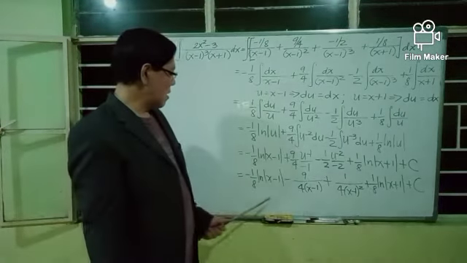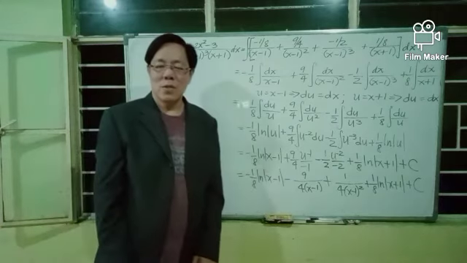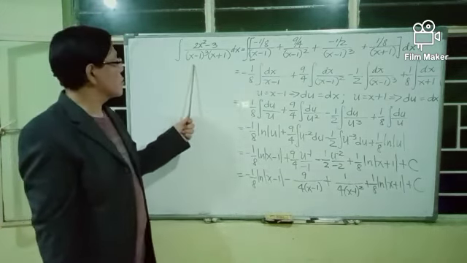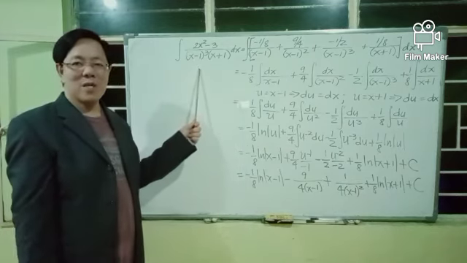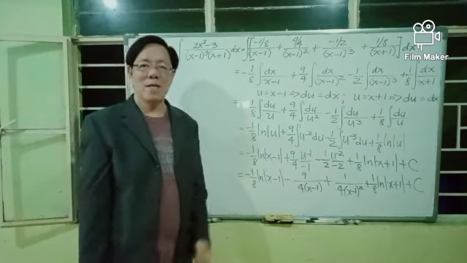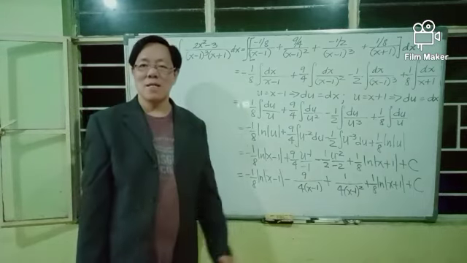And this is the solution, or the integral of 2x squared minus 3 over x minus 1 cubed multiplied by x plus 1 with respect to x. And this completes the solution.